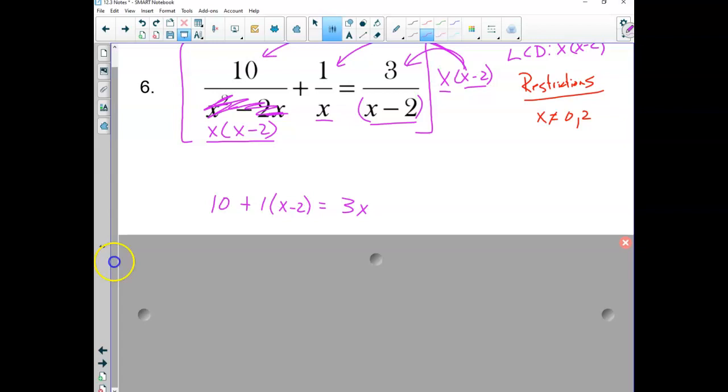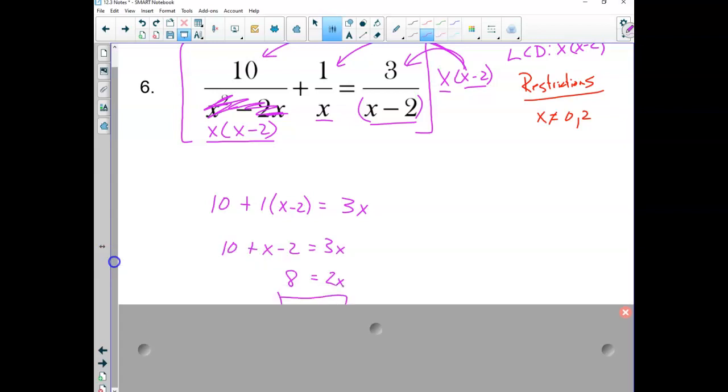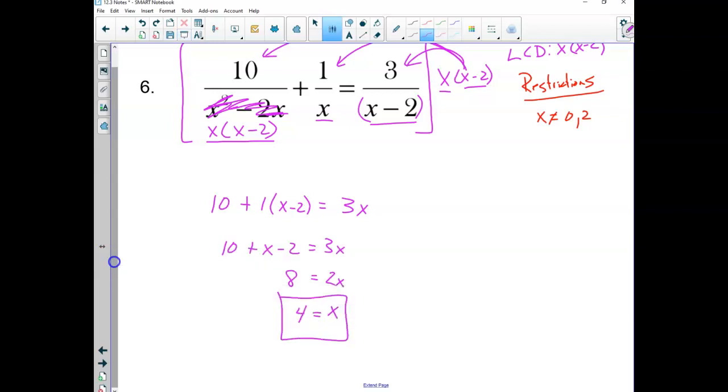Okay? Then what I do is distribute, and now I'm going to put my like terms together. I'm moving my x over there with the 3x, and combining those to get 2x equals 8, and that means x equals 4. And I'm not getting hasty right away. I still take this and compare, saying, hey, you are not in my list of restrictions, therefore I am keeping you and circling you for my answer.